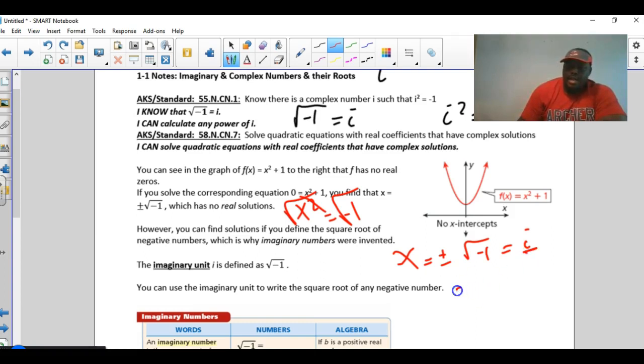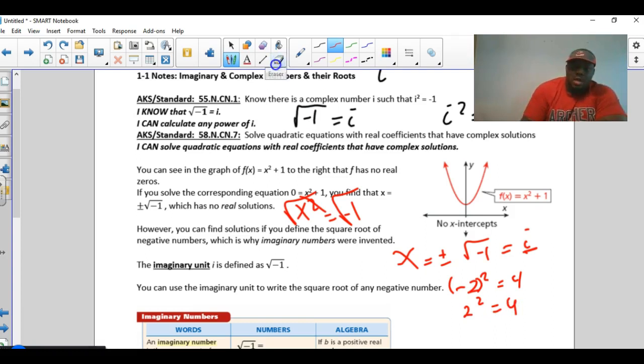Here's what I mean by that. Let's say I said -2 squared. If I took -2 and squared it, that would be +4. If I took 2 and squared it, that would still be +4. I can't take the square root of this number and get that negative back. If I take the square root of this number, I'll end up with 2.